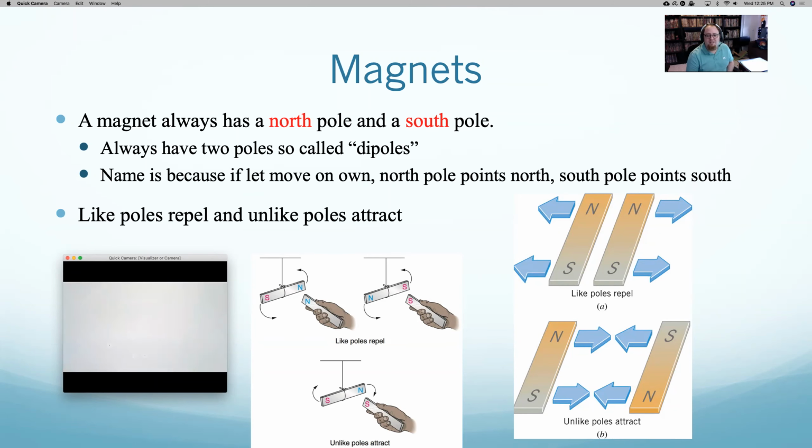This is kind of annoying because it means the north pole of a magnet points to the north pole of the world, but north attracts the south. So really, it means everything's backwards and weird, but we're going to ignore that for a moment.